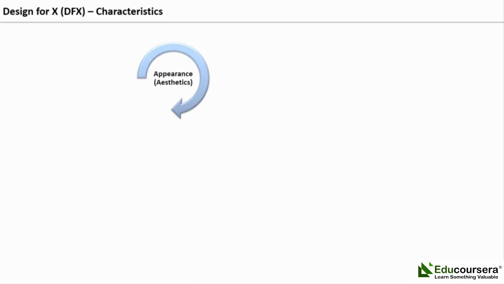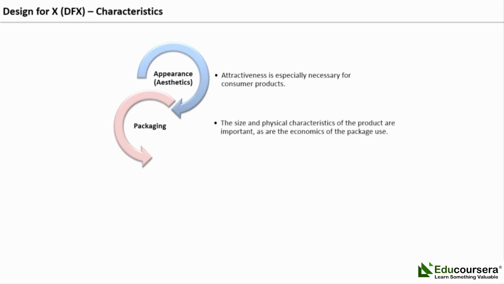Appearance, aesthetics. Attractiveness is especially necessary for consumer products. These characteristics include special requirements of the user, relevancy of the style, compatibility of materials and form, proportional shapes, or protection from damage in service. Packaging. The best package for the product must be considered. The size and physical characteristics of the product are important, as are the economics of the package use. The method of packaging must be determined. Automated packaging methods are desirable.